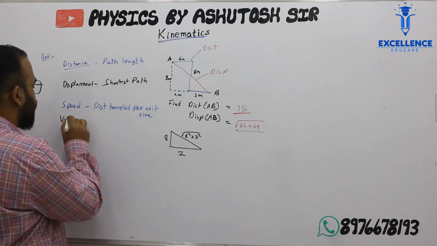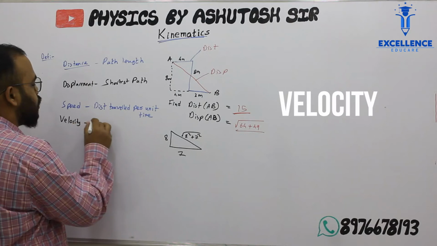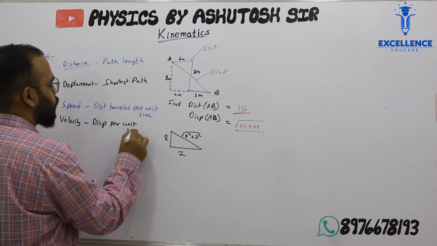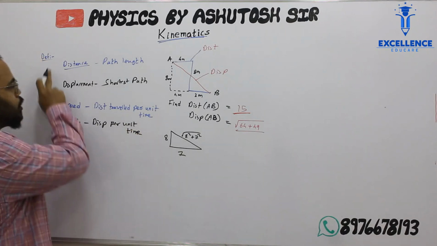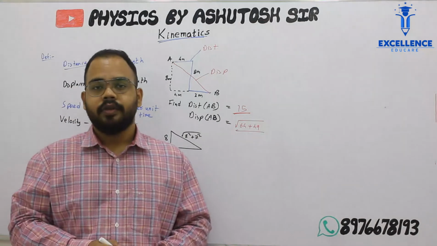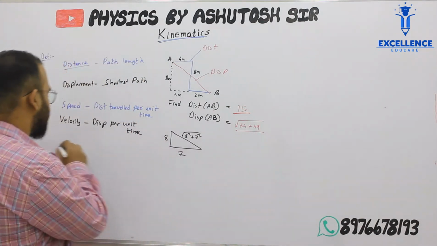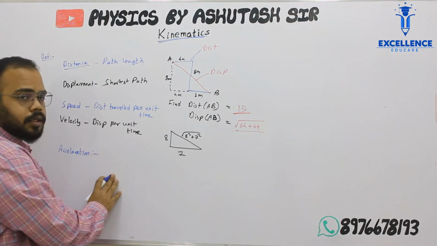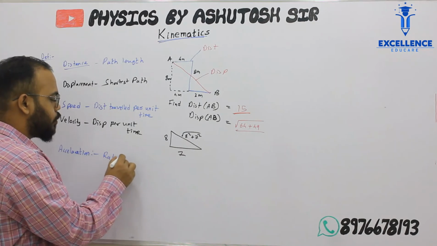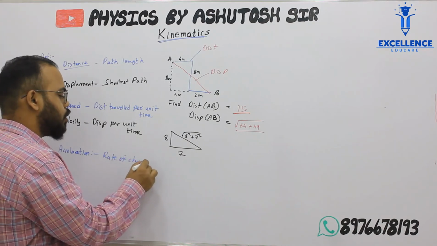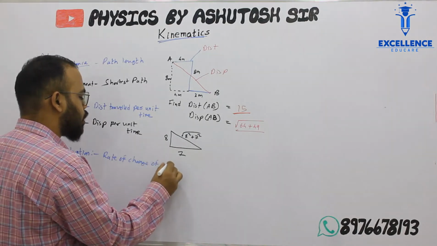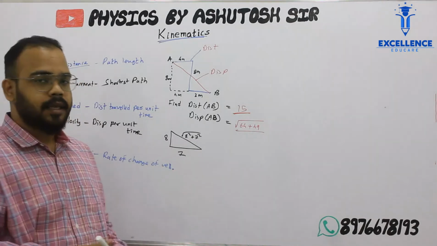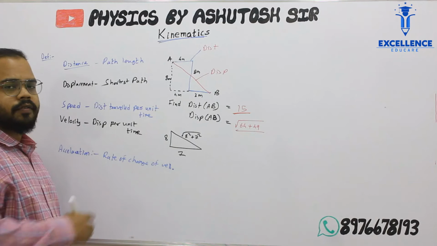And my velocity will be displacement per unit time. Displacement per unit time. These are the 4 basic definitions. Now moving on to the last definition, which is acceleration. Acceleration is defined as the rate of change of velocity. By what rate your velocity is changing, that rate is called acceleration. Now see, these are 5 basic definitions.